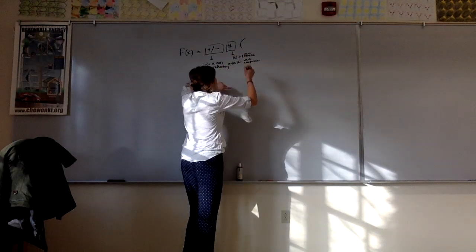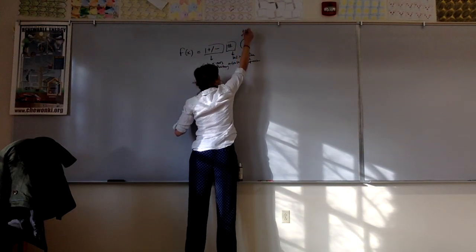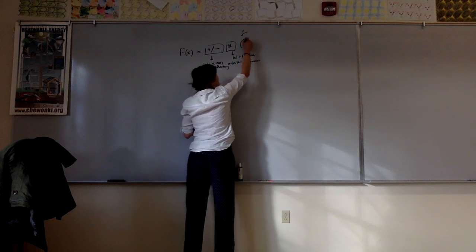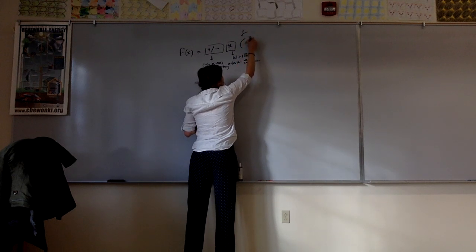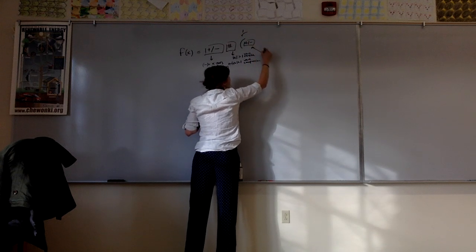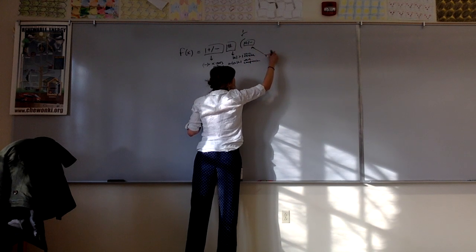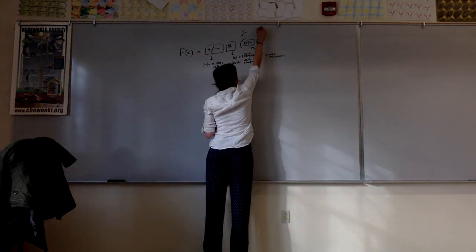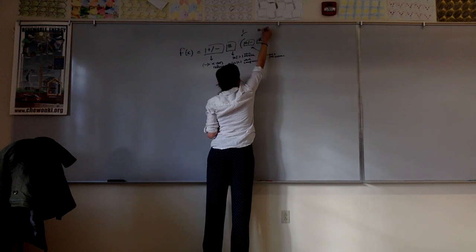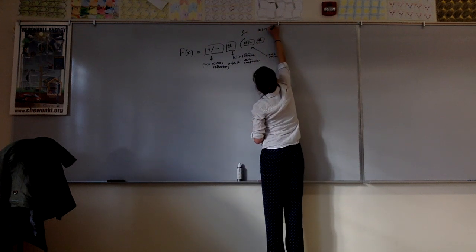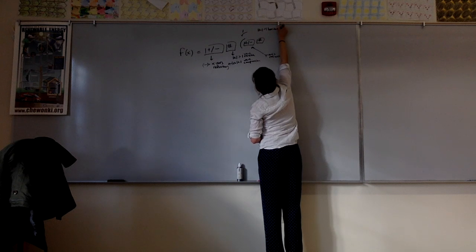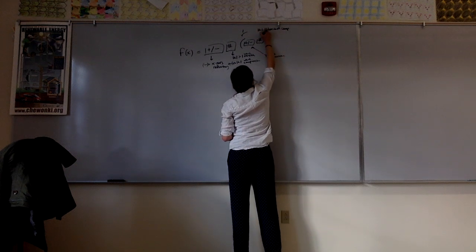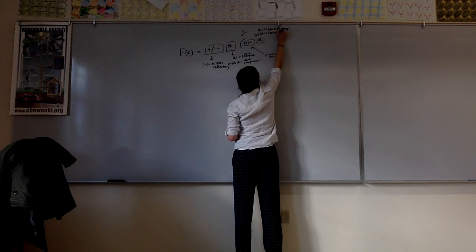So this could be any of those things. And I could have plus or minus a number here. This is a y-axis reflection. And the number, this is if b is greater than 1, it's a horizontal compression, and if b is between 0 and 1, it's a horizontal stretch.